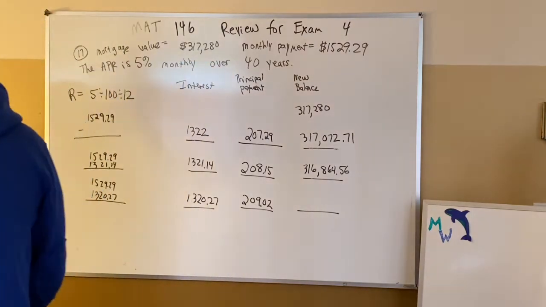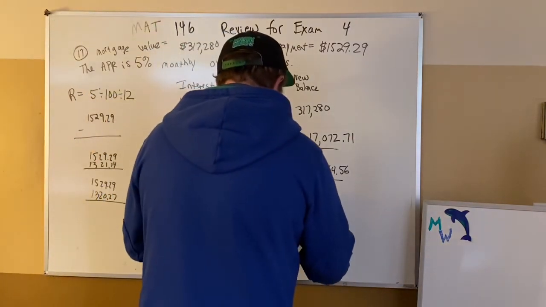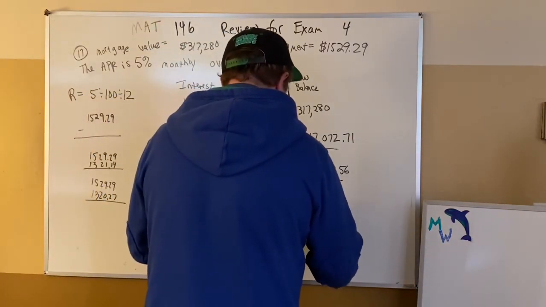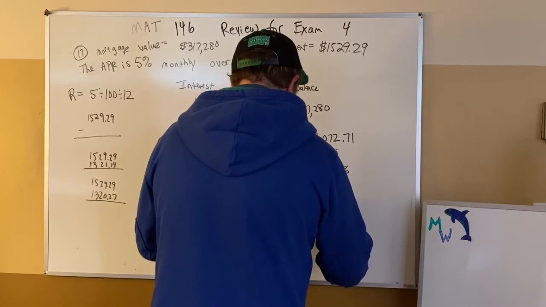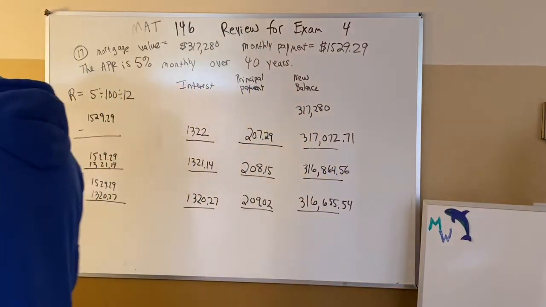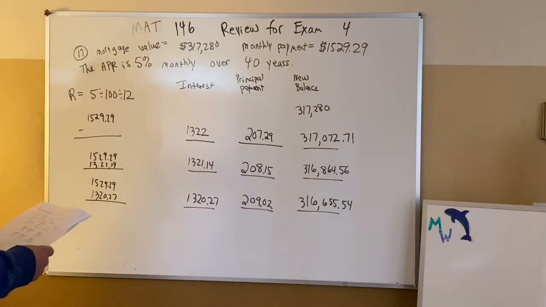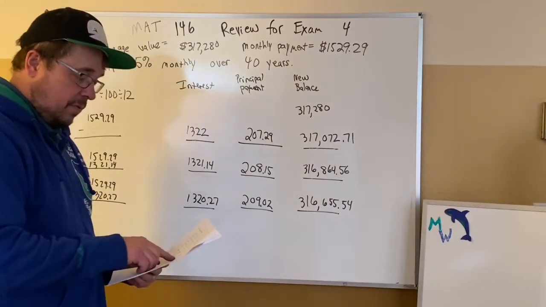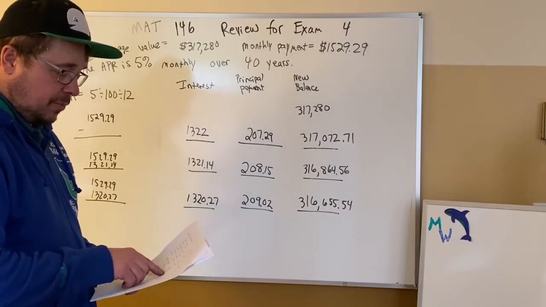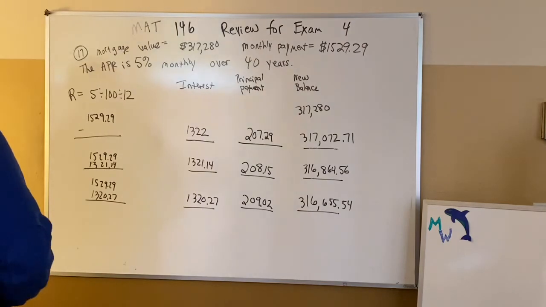316,865.56 equals 316,655.54. What I would do if I was grading this paper is the first thing I would look at is see that they all align to the right thing, and did I get the right one where I'm reading off my paper. 316,655.54. That lines up with what you got there. All nine are correct, full credit.